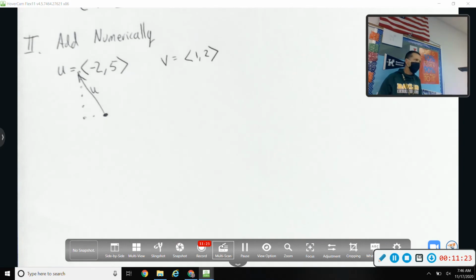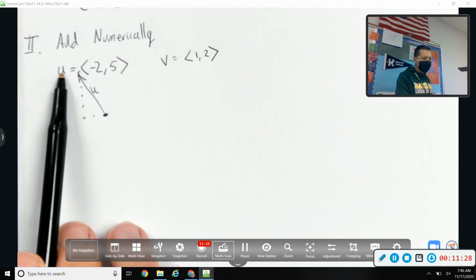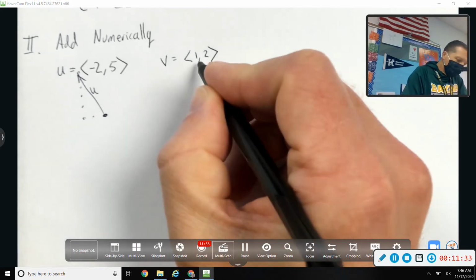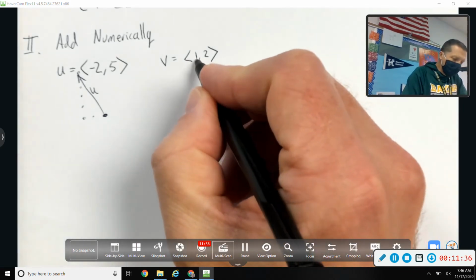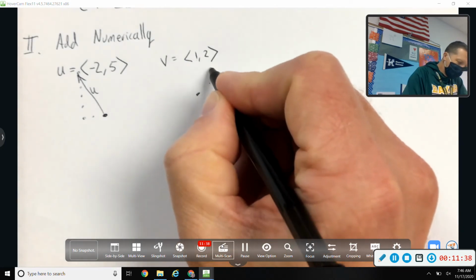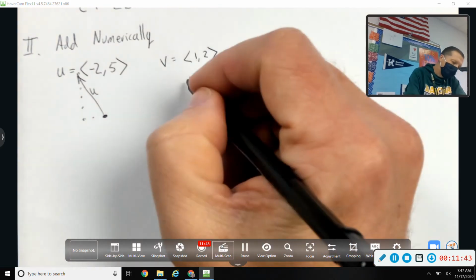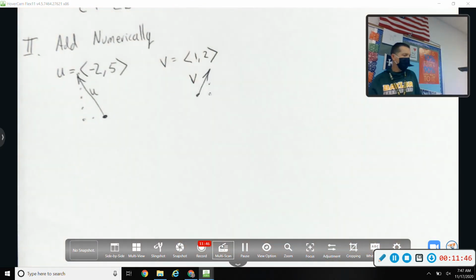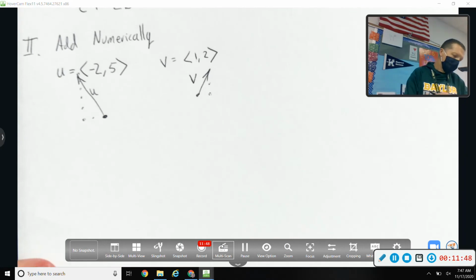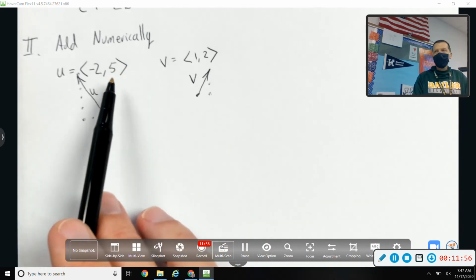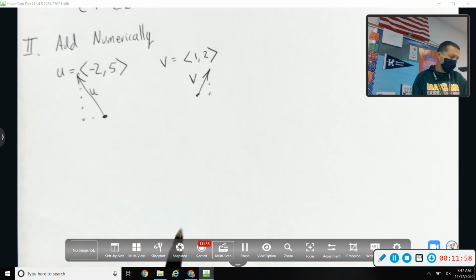So again, it's not an ordered pair. You don't put a point on a graph. Those are directions. From the start of u to the end of u, 2 left, 5 up. From the start of v to the end of v would be 1 right and 2 up. So there's vector v. So that's what the numbers mean. They represent x and y, but not the point x and y, more like directions in x, directions in y.